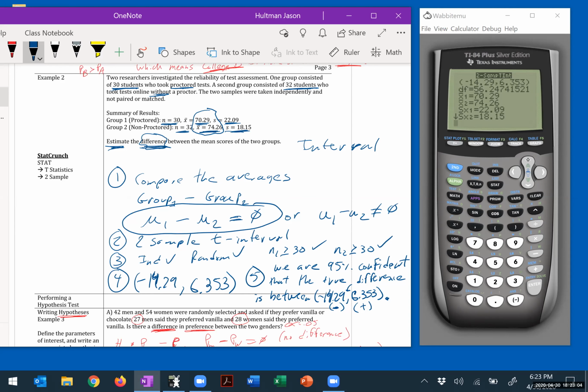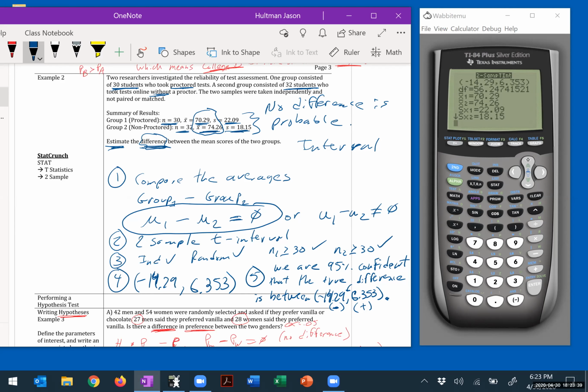There was no difference. Was there a difference? Could be, but we're 95% certain that there probably wasn't a difference. And so we could say that no difference is probable. Okay, it's probable that there's no difference there.